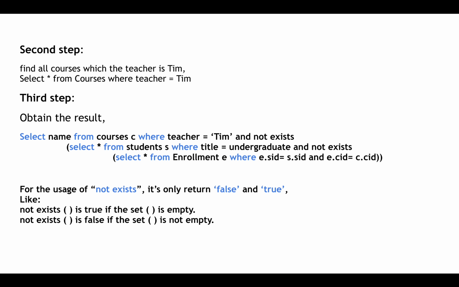So we could obtain the result: select name from courses where teacher equals Tim and not exists select from students where title equals undergraduate and not exists select from enrollment where enrollment student ID equals student ID and enrollment course ID equals course ID. For the usage of not exists, it only returns true or false: not exists is true if the set is empty, and not exists is false if the set is not empty.